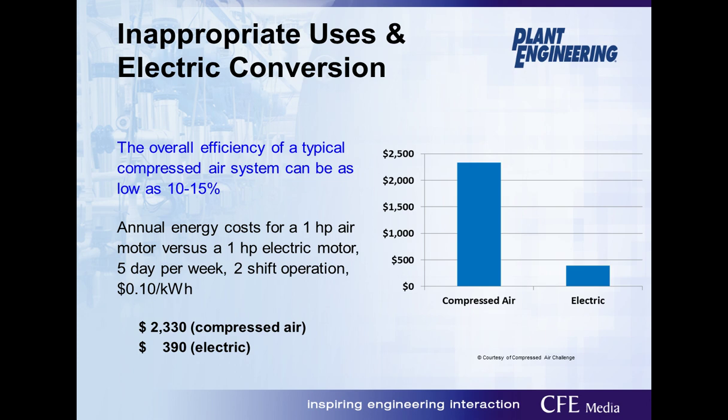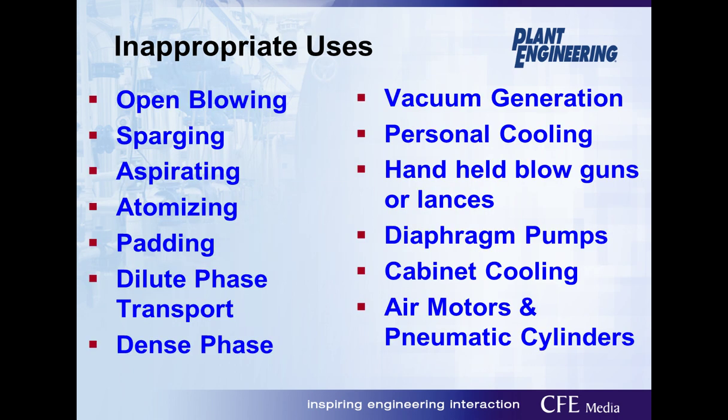But what about the difference in cost between using air versus an electric motor? This gives an example: a 1 horsepower air motor versus a 1 horsepower electric, 5 days a week, 2-shift operation, 10 cents a kilowatt hour. For compressed air, it's going to cost you $2,330 a year to run. For electric, it's going to cost you $390. So you can see the real big difference in cost between using compressed air versus directly using electric.